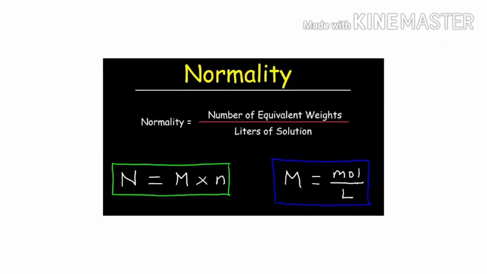Now students, let's come to the normality. It is denoted by the capital N, and the normality is nothing but the number of gram equivalents of solute present per liter of the solution. So once again, normality is the number of gram equivalents of the solute present per liter of the solution. Now the last one is the mole fraction. It is one of the important terms for expressing the concentration of a solution.